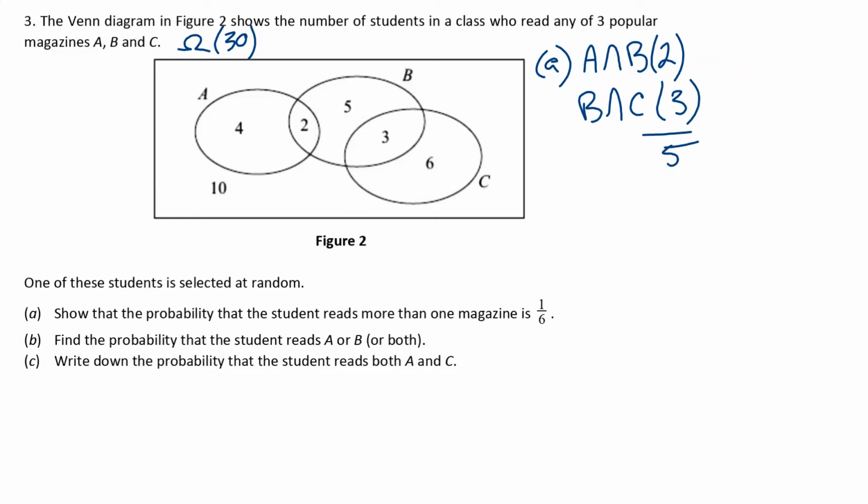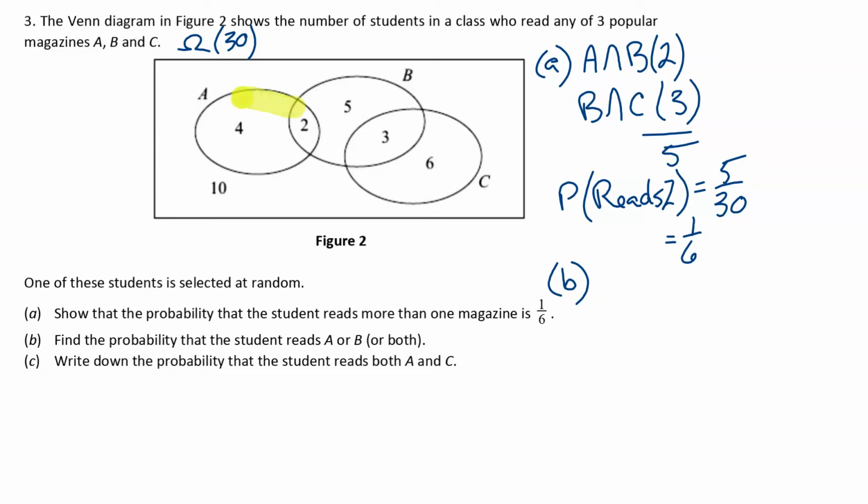The sample space we said is 30. So the probability that somebody reads 2 magazines is equal to 5 divided by the total sample space, which is 30, or 1 out of 6. Part B. Find the probability that the student reads A or B or both.